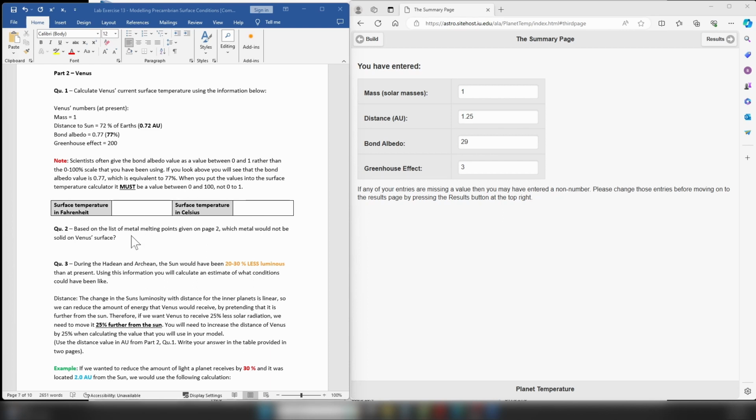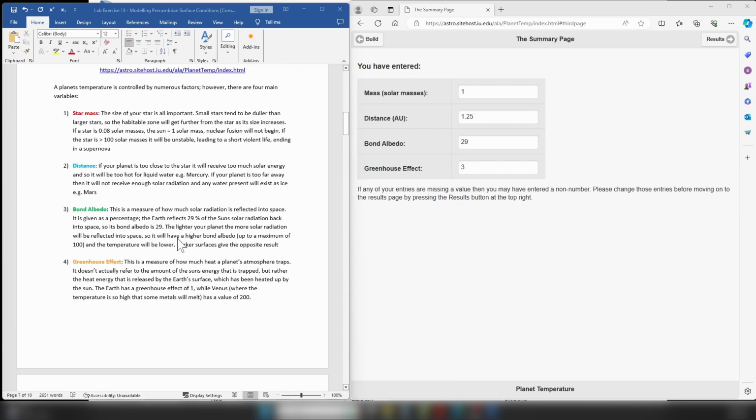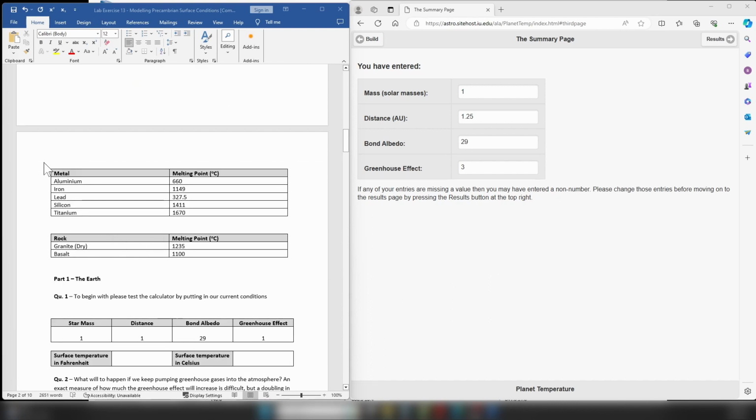So for question 2, it asks you to look at the metals which are listed in the table on page 2. So if we go all the way back up here, you will see there are 5 metals given: aluminium, iron, lead, silicon, and titanium. Although technically silicon is a semi-metal. So what you're going to do is look at these 5 metals and say, right, based on the temperature that I calculated, which one or which ones of the metals will melt on the surface of Venus.